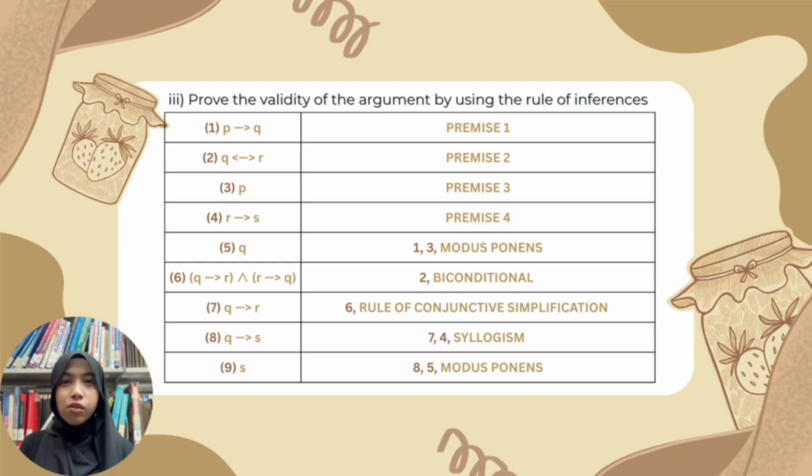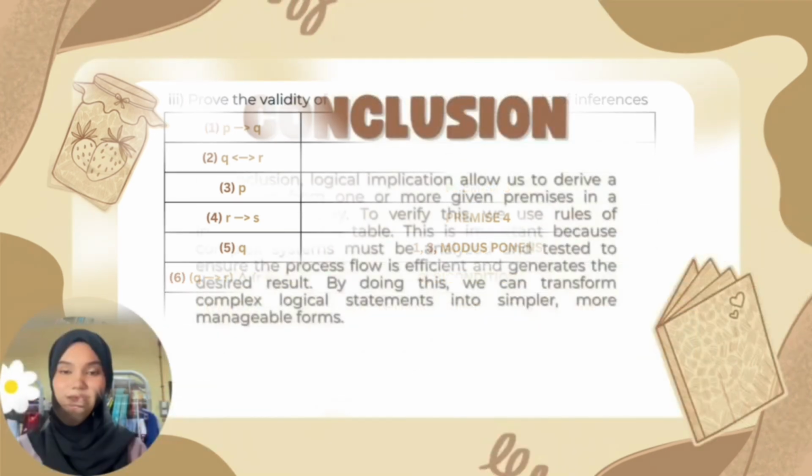Then from premise 2, the biconditional can be written as Q implies R and R implies Q using the biconditional rule. From this conjunction, we choose Q implies R by using the rule of conjunctive simplification. Next, using Q implies R and R implies S, we apply syllogism to obtain Q implies S. Since we already have Q and Q implies S, we apply modus ponens again and conclude S. Therefore, the conclusion, the gardener will be happy, is logically valid.